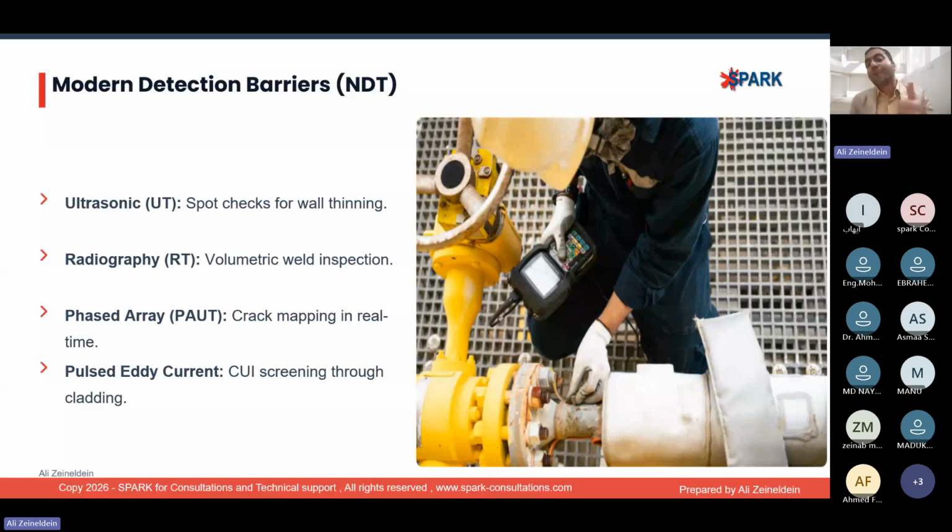So let us remember that when I said that inspection effectiveness depends on the damage mechanism form and susceptible area, and the skills of operators or NDT examiners, and also the inspection procedure itself. So in order to achieve an effective inspection, we have to focus on the NDT detection as detection barriers.